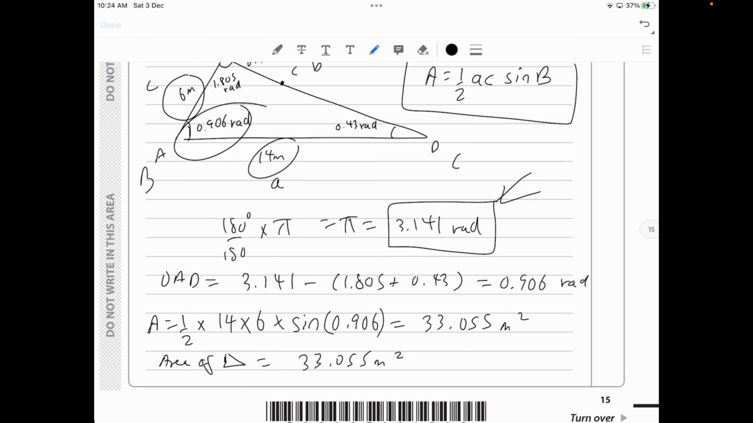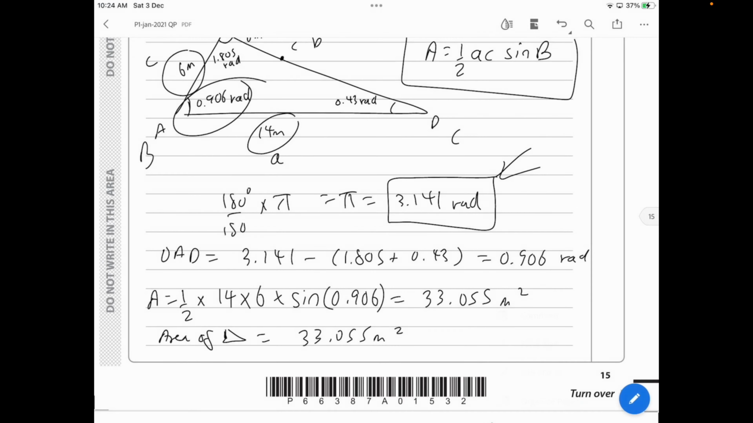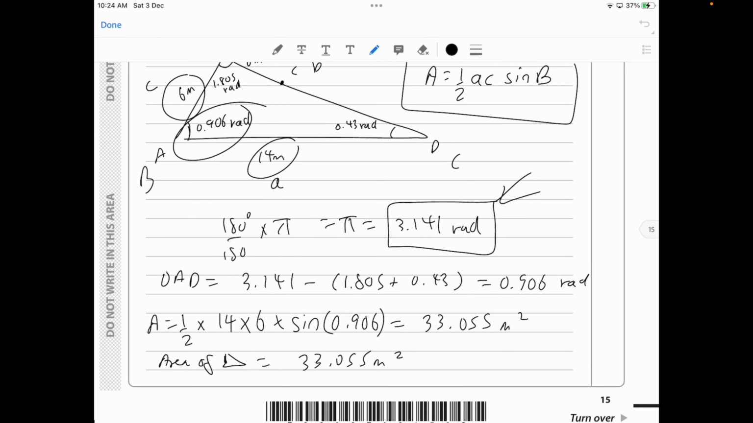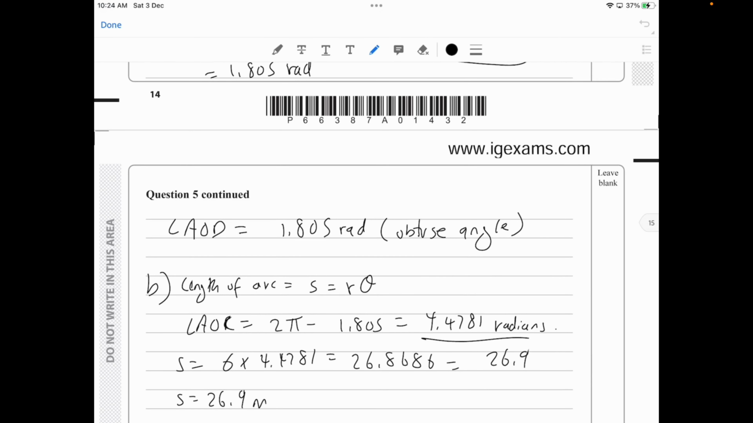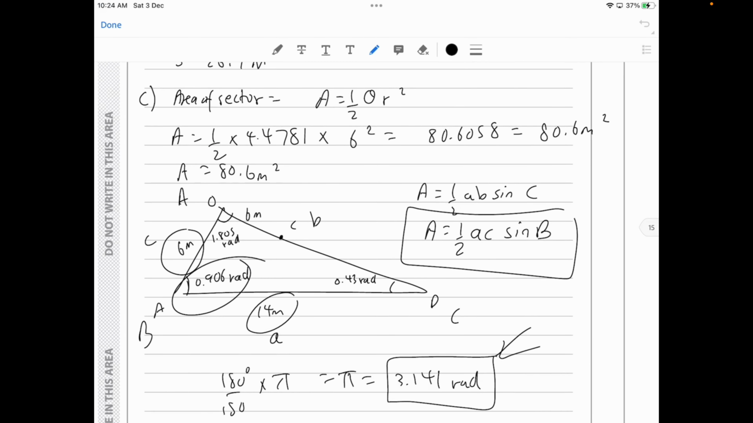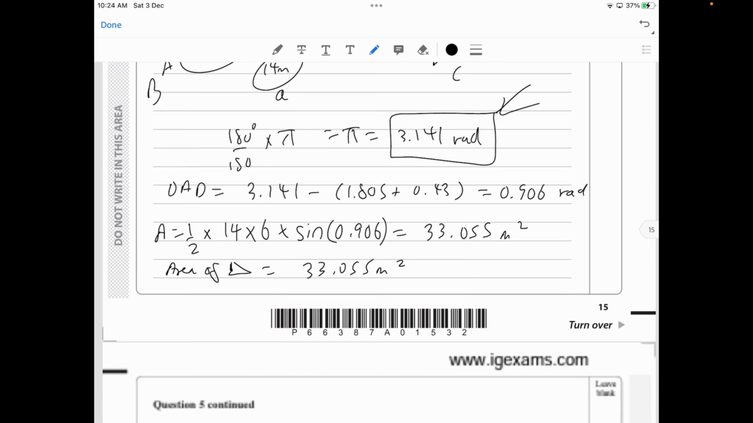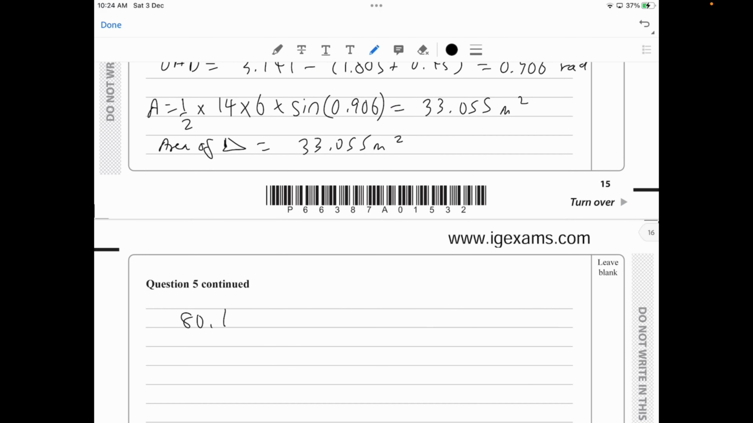Now we have to find out the total area of the viewing platform. So all we need to do is just add up the area of the sector. We know the area of the sector to be 80.6, and we just add up 80.6 plus 33.055. We just added up to this.